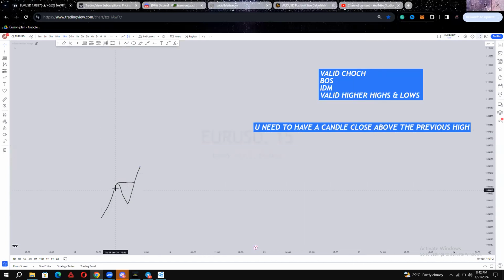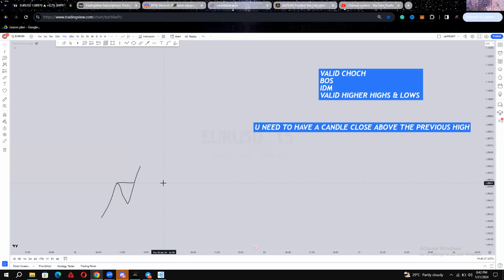Just like the way we have an impulse here, price had a pullback here, right? After the pullback, it had another impulse that broke that high. Now, for us to confirm this as a valid break of structure, we need to see a candle close above this previous structure right here, above the previous higher high. We need a candle close above it.